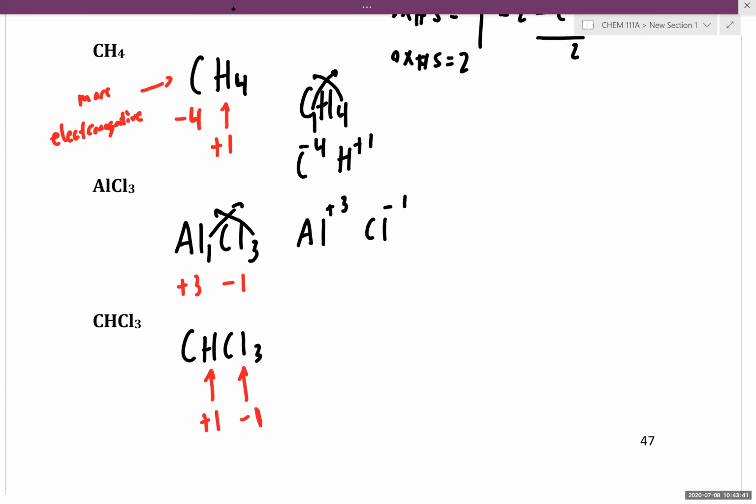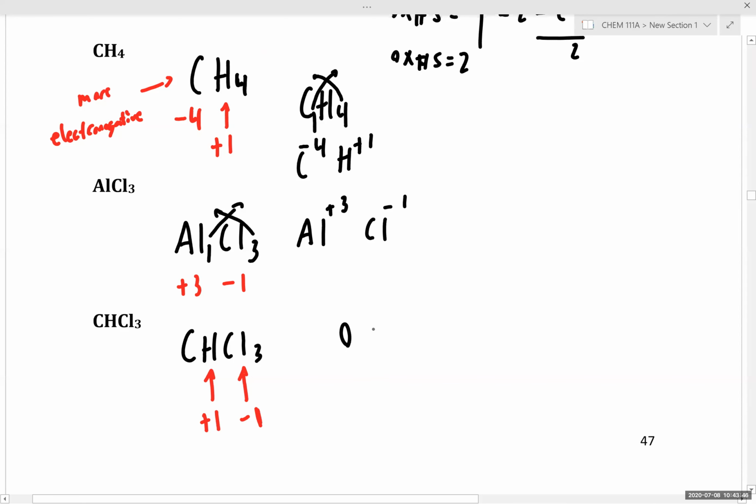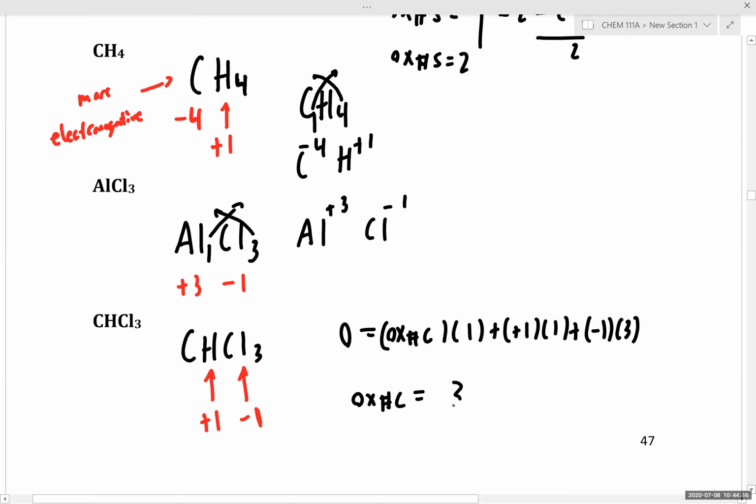So now we can solve for the oxidation number of carbon. We know that the total charge, which is 0, is equal to the oxidation number of carbon times the number of carbon atoms, plus the oxidation number of hydrogen, which in this case is +1, times the number of hydrogen atoms, plus the oxidation number of chlorine, which is -1, times the number of chlorine atoms. That in turn gives us an oxidation number of carbon equal to 3 - 1 over 1, which gives us an oxidation number of +2.